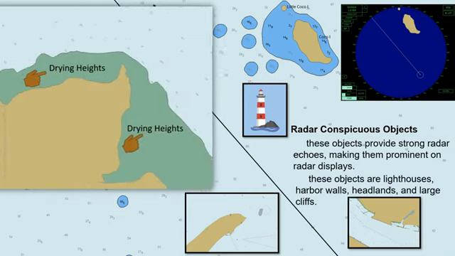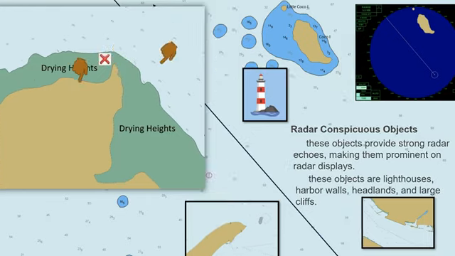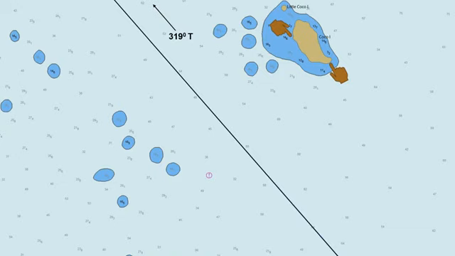Shorelines with drying heights are not reliable as a reference point, because they might be above the water during the passage. The color green indicated in our charts is the shoreline with drying heights. These areas of the shore are exposed at low tide, but submerged at high tide, so this is not a reliable reference point for parallel indexing.